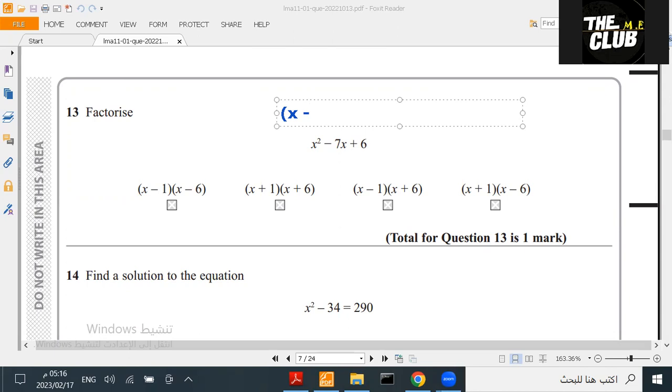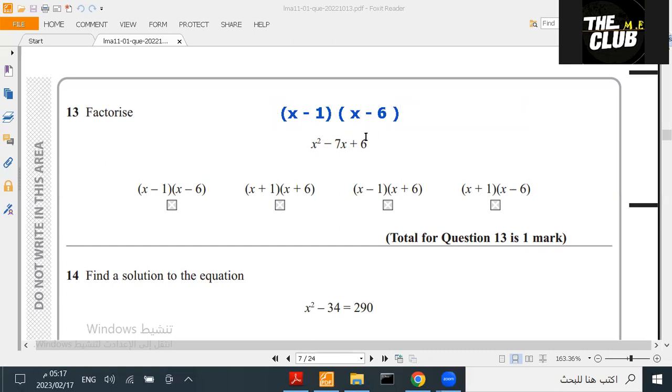So two numbers: when we multiply them we get 6 and when we add them we get 7. What are they? Two numbers. When we multiply them, we get 6. And when we add them, we get 7. So 1 and 6. Okay. Then x minus 1, then x minus 6. Then close the bracket.